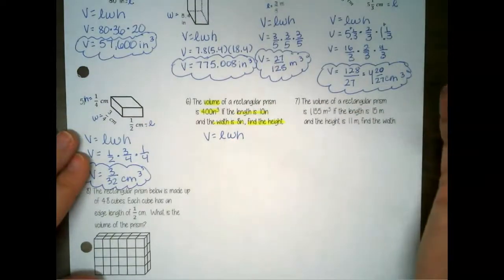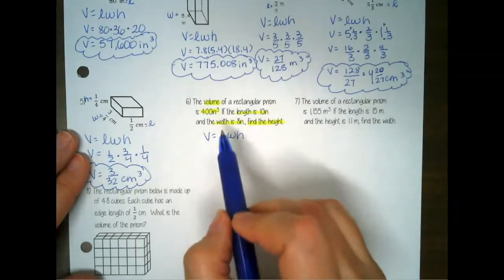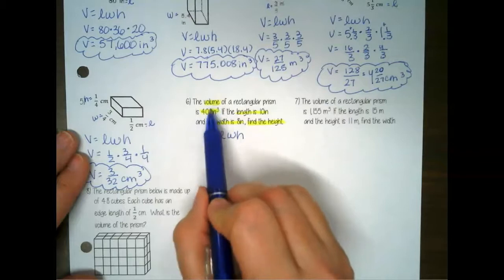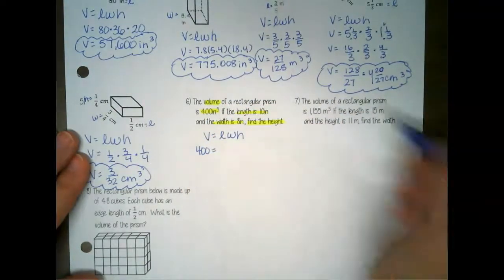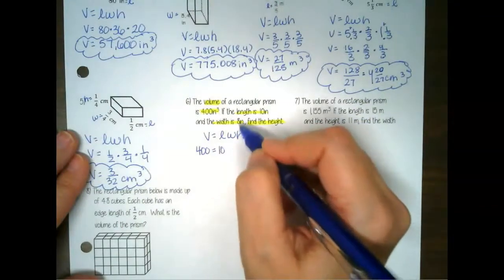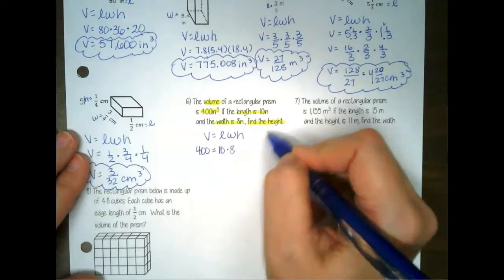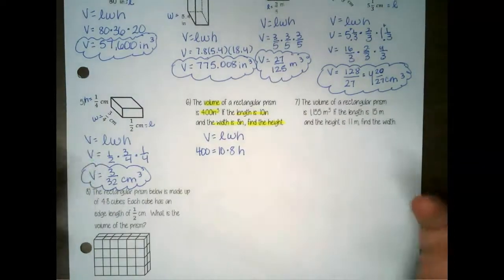Substitute for what you know. Normally, we bring down the V because that's what we're looking for, but that is not the case here. They told you your V. Under V, you put 400. The length is 10. The width is 8. And we don't know the height. There's your variable. So now we have a one-step equation.